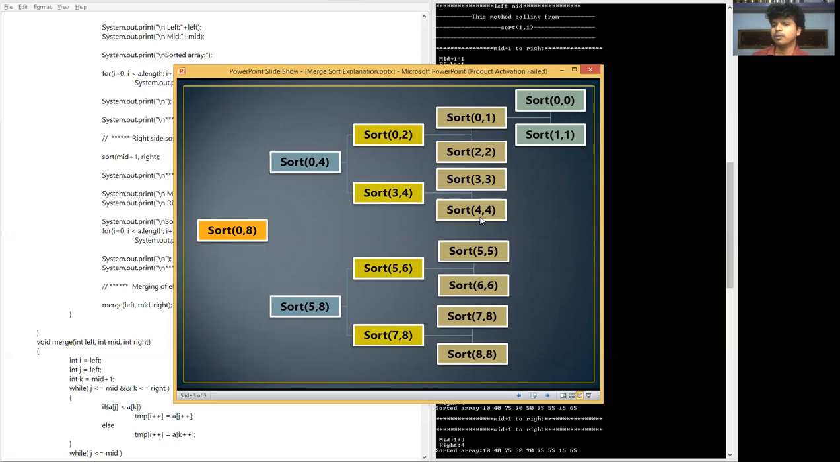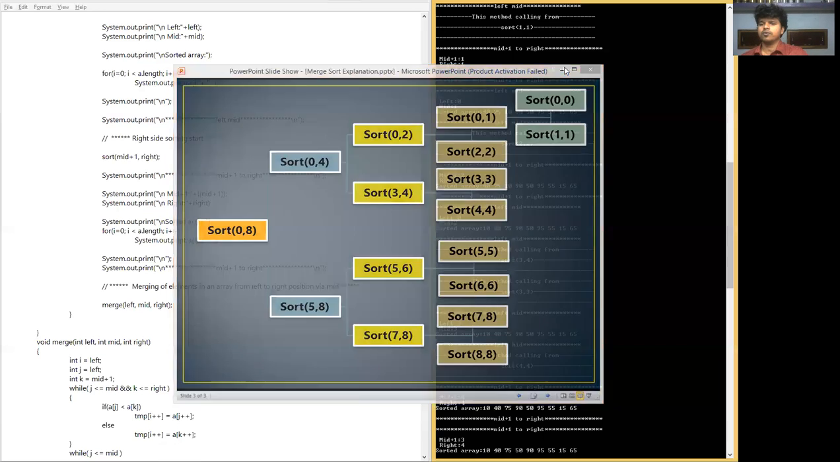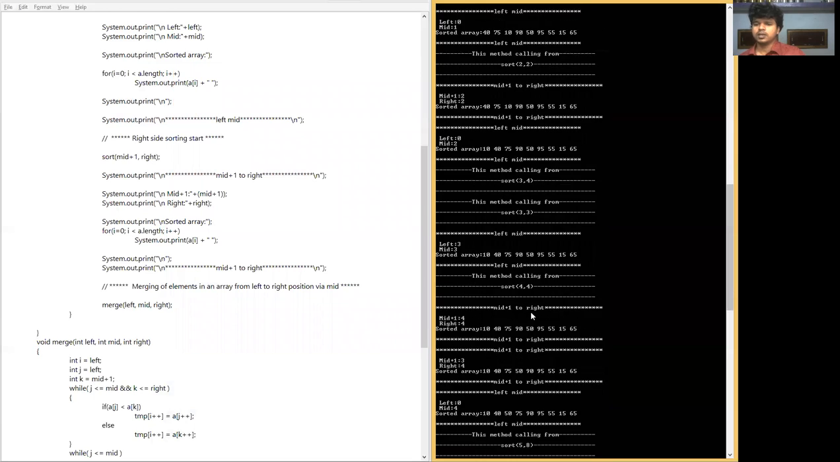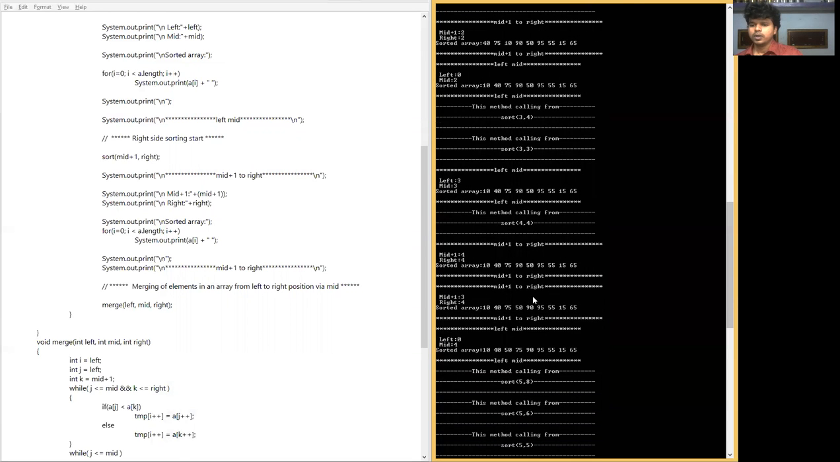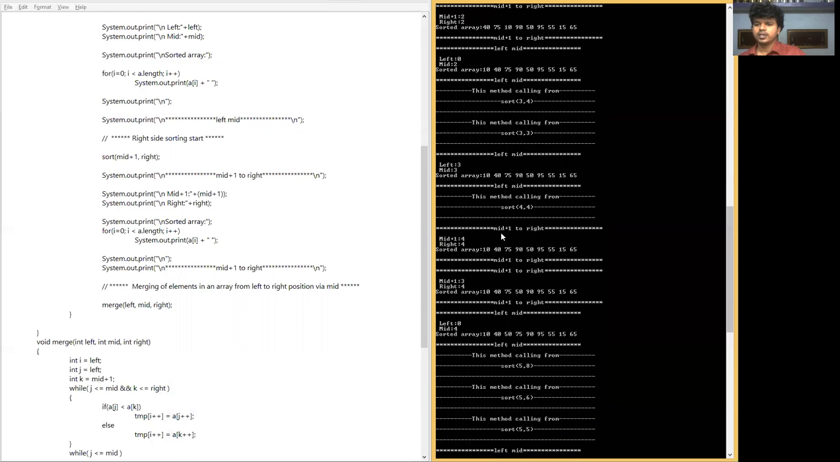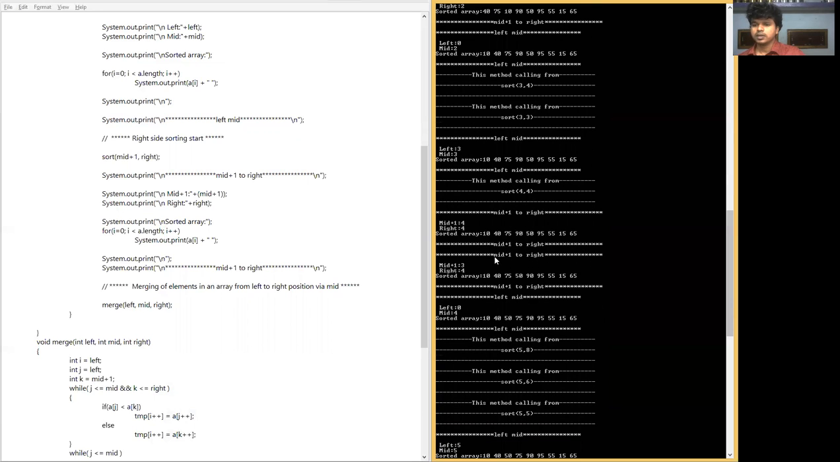And here you see 4, 4. For this we could not apply any kind of sort technique because it is a single element. So these two methods are calling from sort 3, 4. Here you see sort 3, 4, left, mid, and mid plus 1 to right. See here, mid plus 1 is nothing but 3, 4.